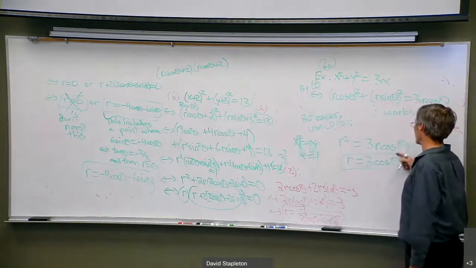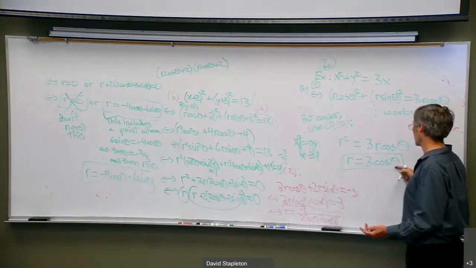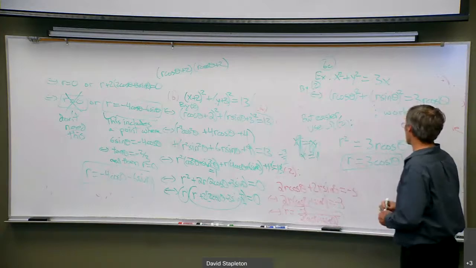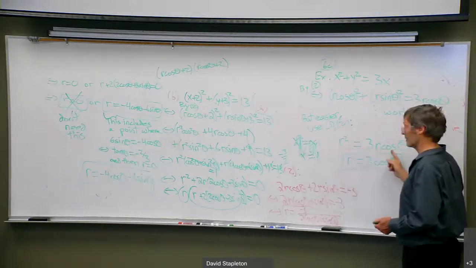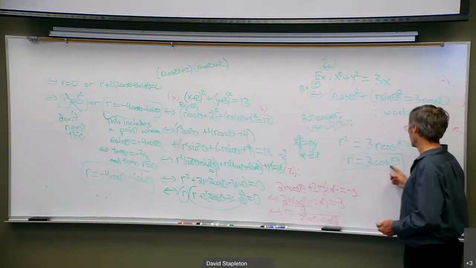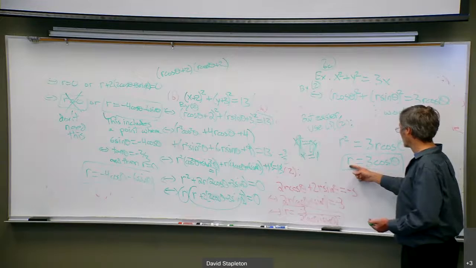In this equation, I divided by r. I have to check what if r equals 0. Is it still a solution here? Maybe it's like this problem here, and I threw out a solution. Well, let's see. R squared equals 3r, right? Because r equals 0 is certainly a solution here. Both sides are 0. But now here, if I choose theta equals pi over 2, then the right side will be 0, and r equals 0 is a solution. Okay. So the pole is a solution.